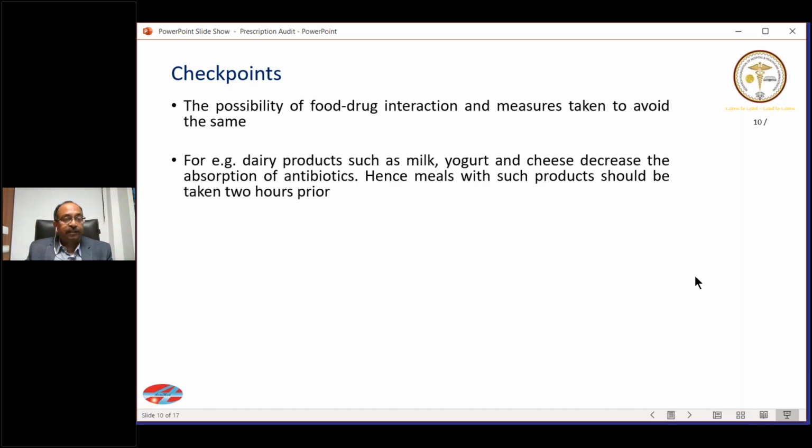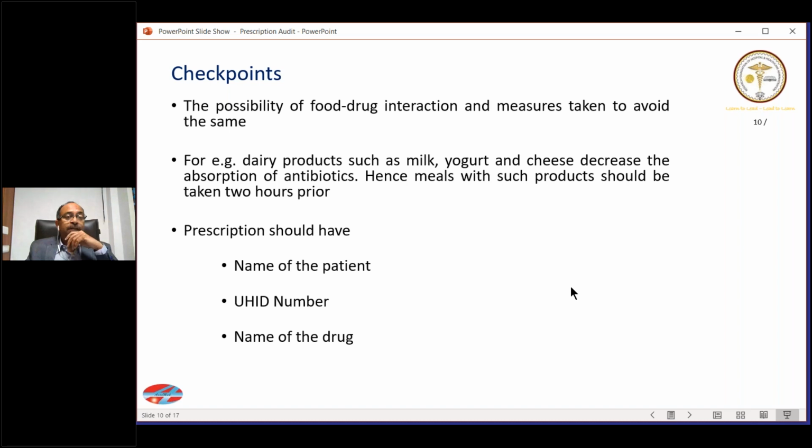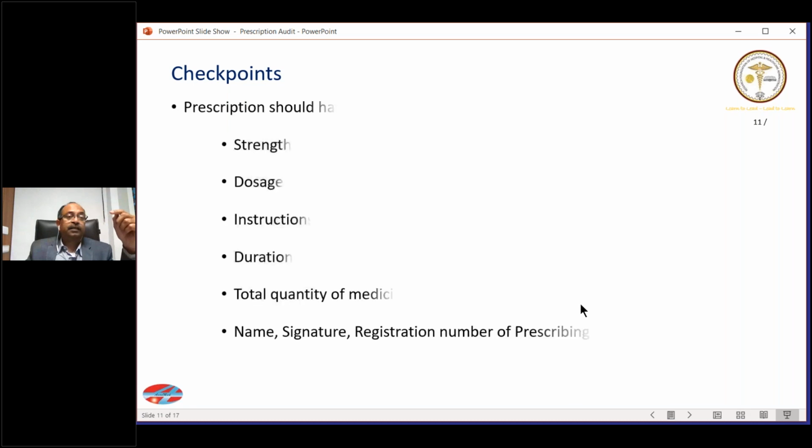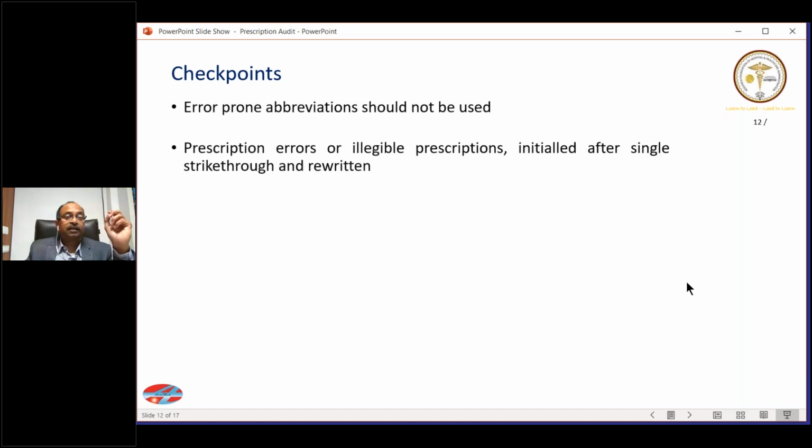Here is an example. Sometimes dairy products interfere with antibiotics, so they are generally not advised along with antibiotics. The prescriptions should have the name of the patient, the UHID number, and the name of the drug. It should have the strength, dosage, instructions, duration, total quantity of medication, and the name, signature, and registration number of the prescribing doctor. So these are the parameters.